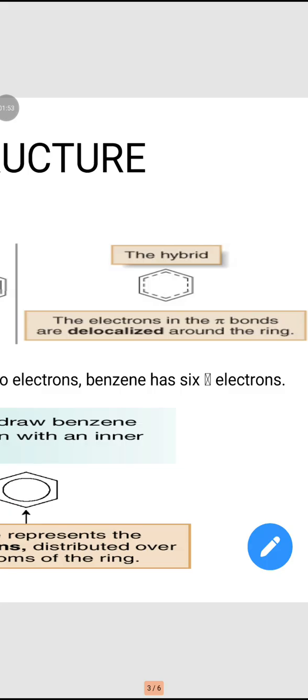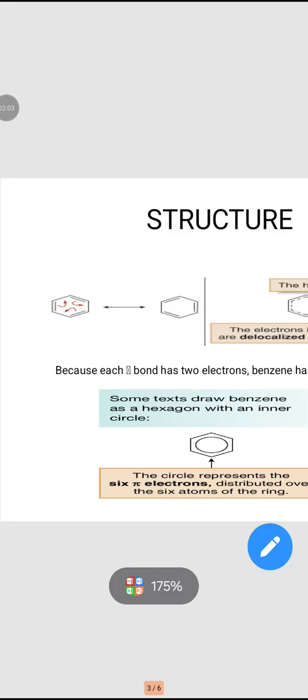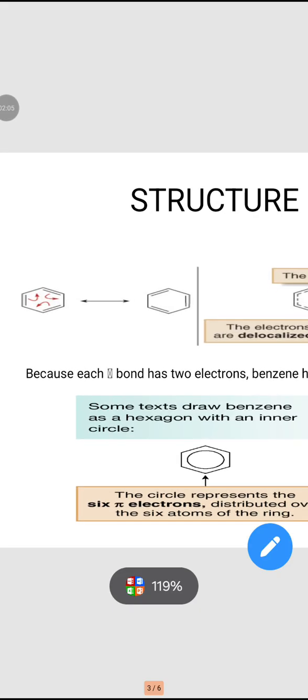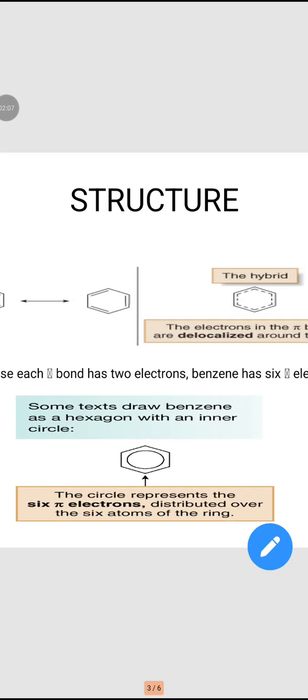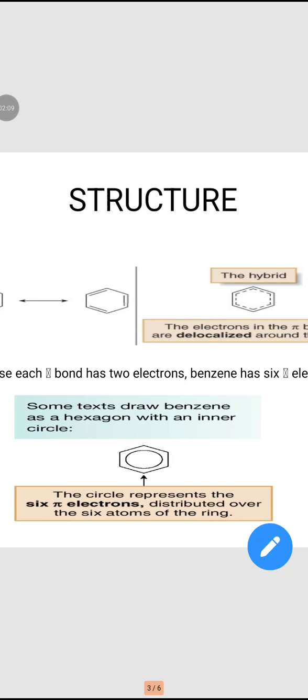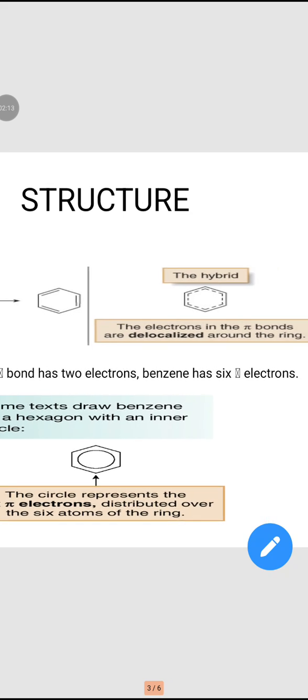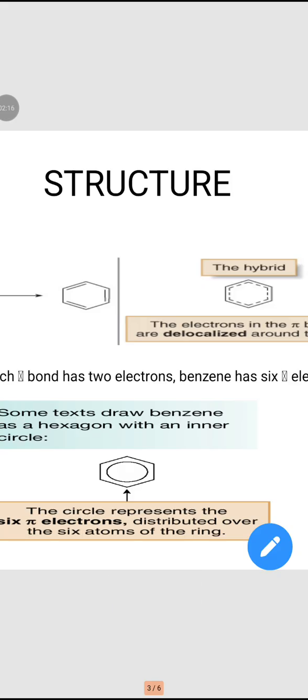The electrons are delocalized in the ring. So this is the stable structure of benzene, because each pi bond has two electrons. So benzene has 6 pi electrons.